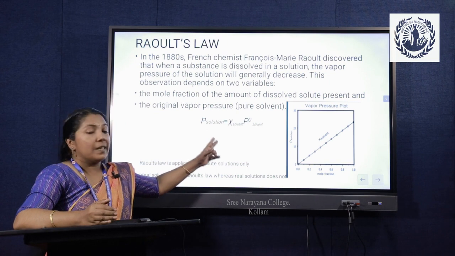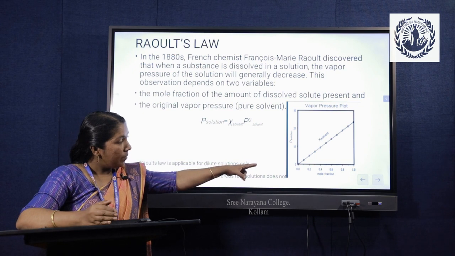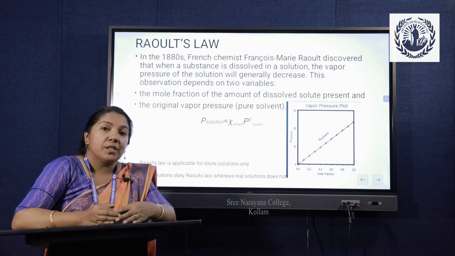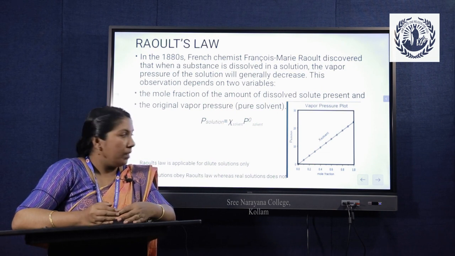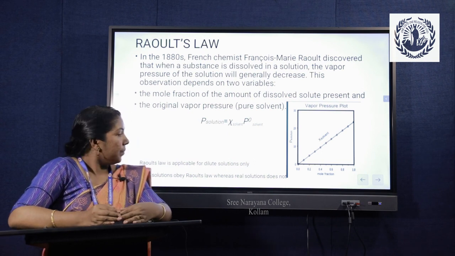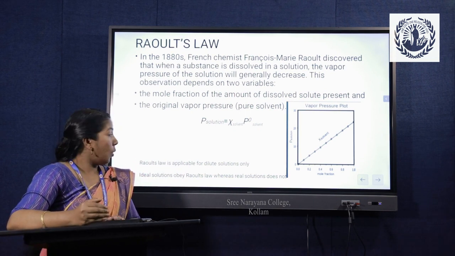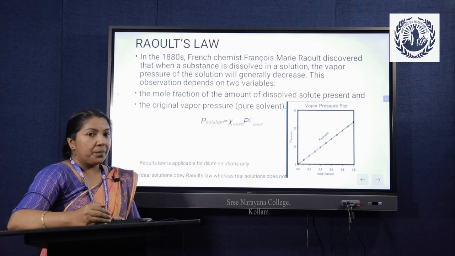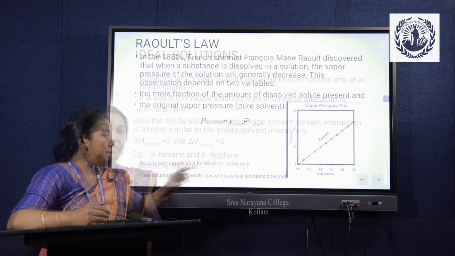The same law is shown graphically on the right hand side of the slide. Here you can see on the x axis we have given the mole fraction of the solvent and on the y axis we have provided the vapor pressure of the solution. It is clear from the graph that with increase of mole fraction of the solvent, the vapor pressure of the solution goes on increasing. Another important point about Raoult's law is that this law is obeyed by dilute solutions only, and the solutions which obey Raoult's law are called ideal solutions.